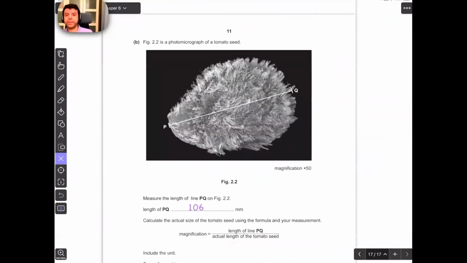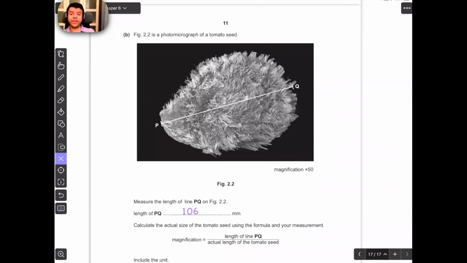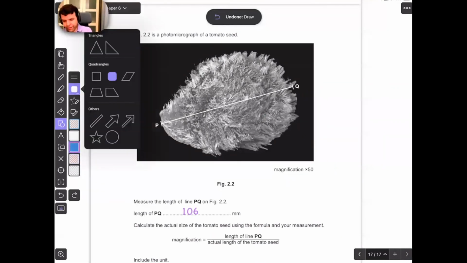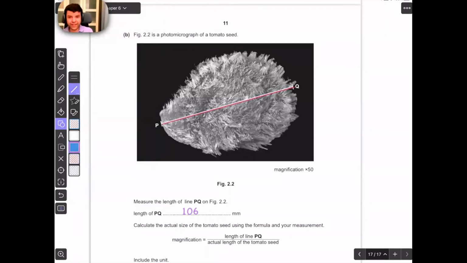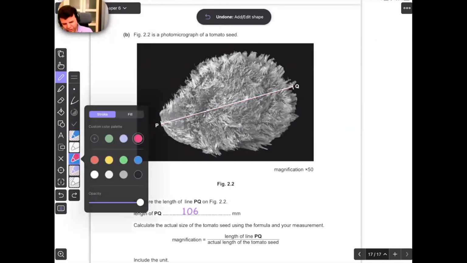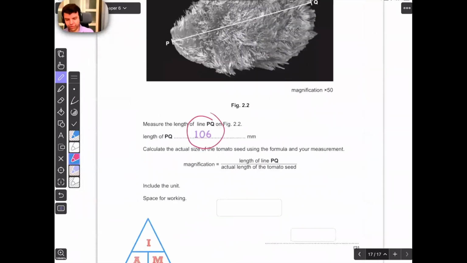Okay? Here they gave me 1 tomato seed, and they asked me to find the actual size of this seed. Note that this seed has been magnified 50 times. The length from end to end, as it's stated in the mark scheme, is 106. Your value is going to be different, but let's assume it's 106.